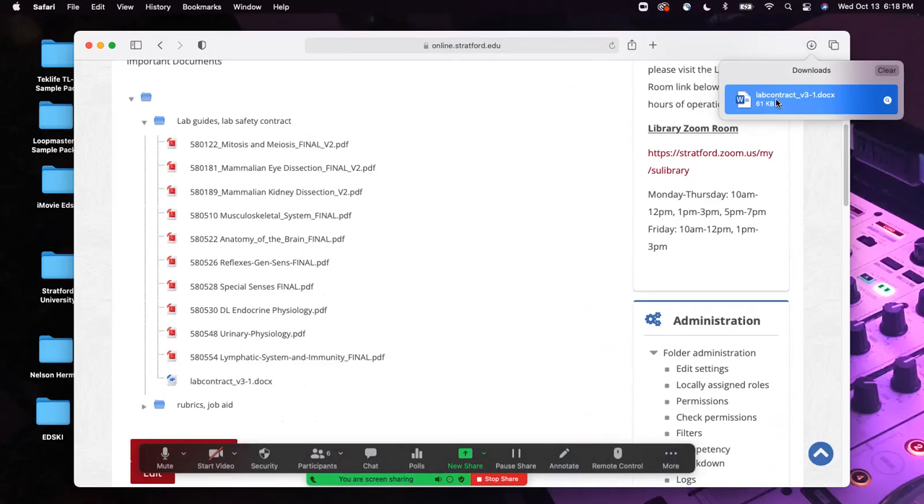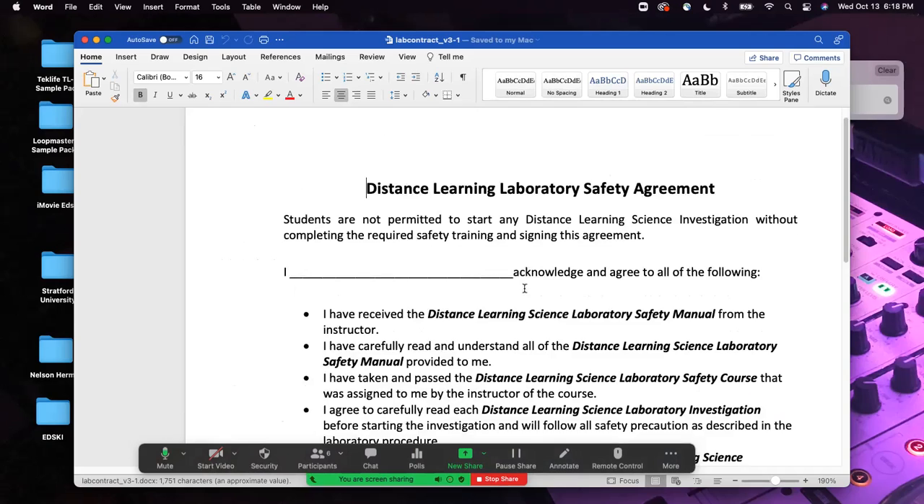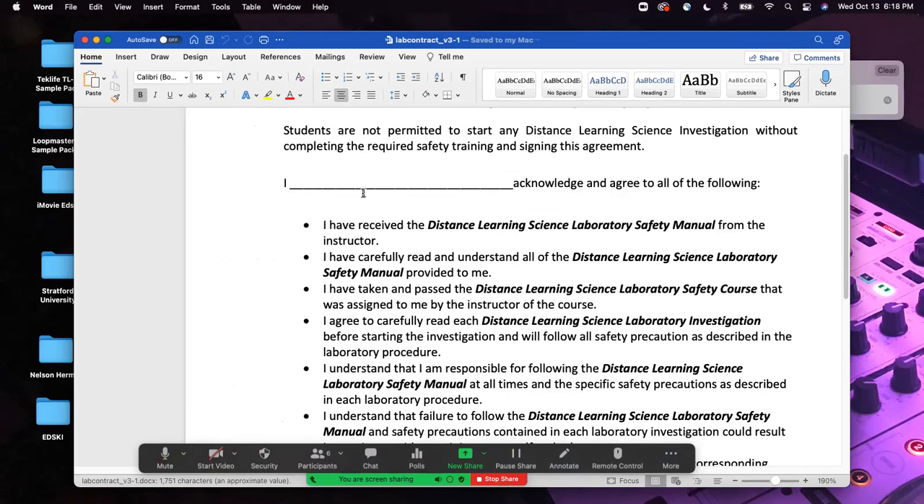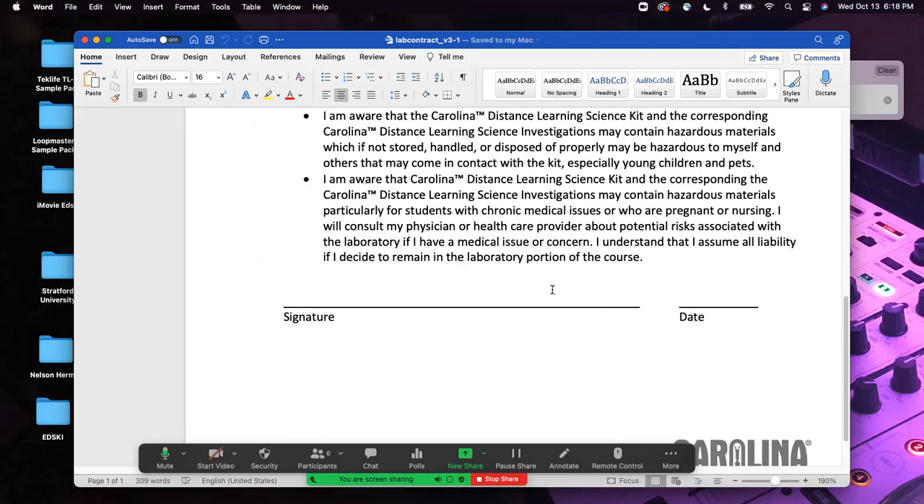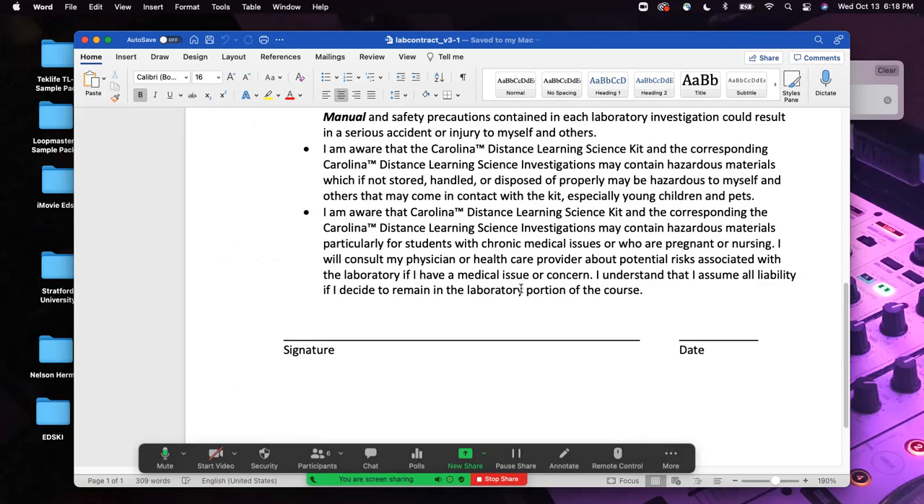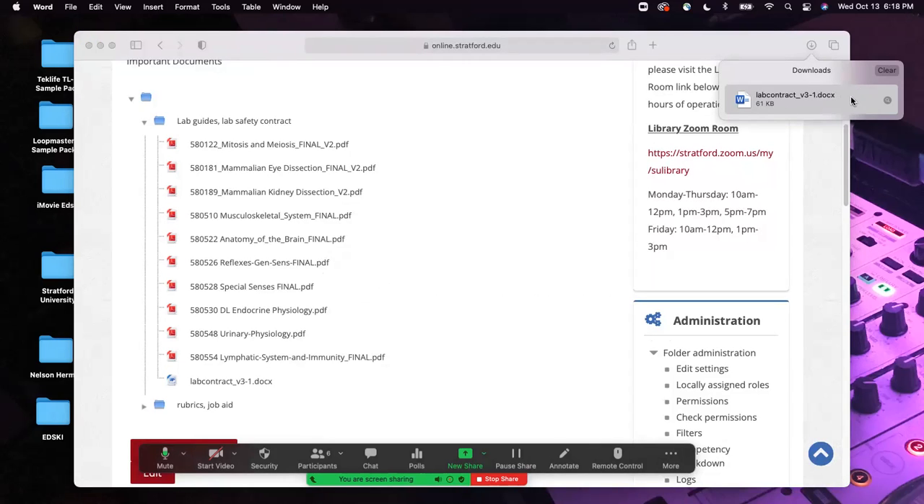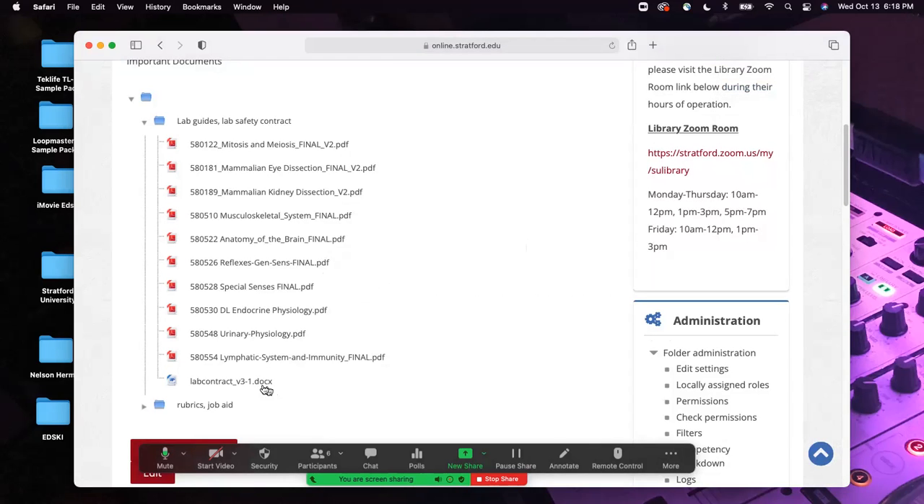Once you download it, you open it up, you print it out, and you print your name up here, your full name, and then you sign and then date it. Take a picture of it or scan it and then get it to me. Or you can fill it in electronically, like what I would do like this.